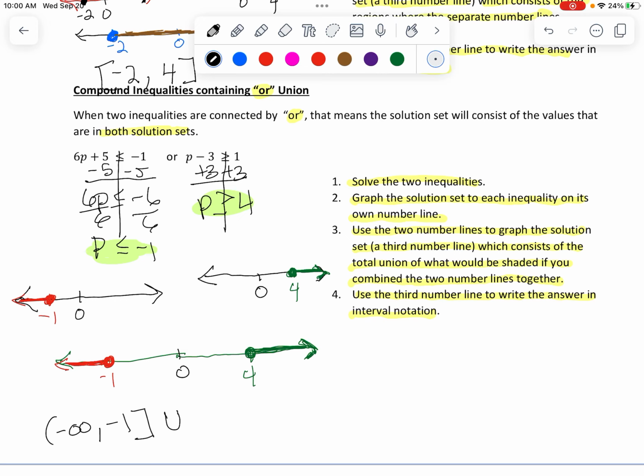So we know there's going to be a union. And then we go to 4, and that 4 is closed, so bracket. And then how far right does that go? To +infinity. And that's a parenthesis. And that would be your answer in interval notation.